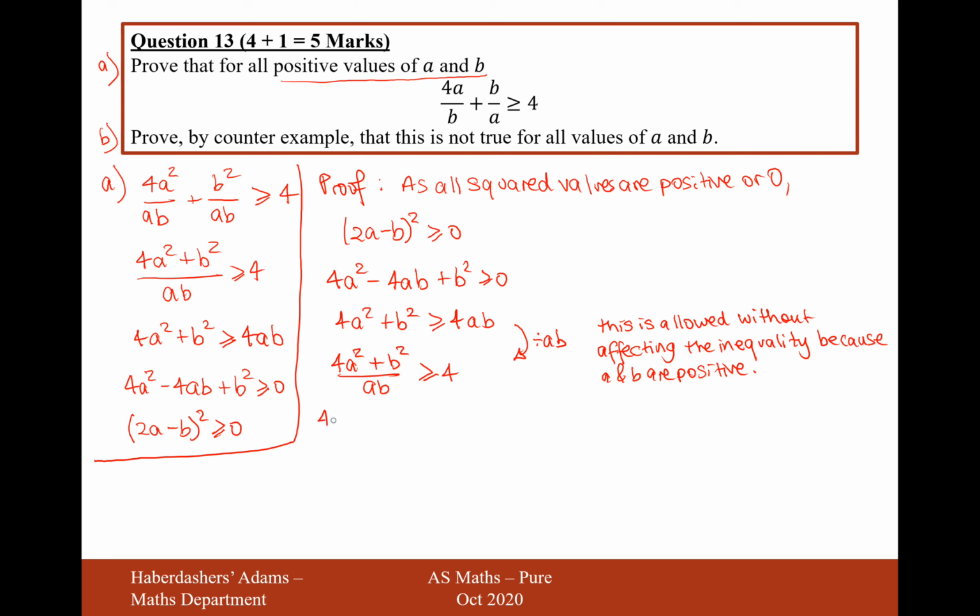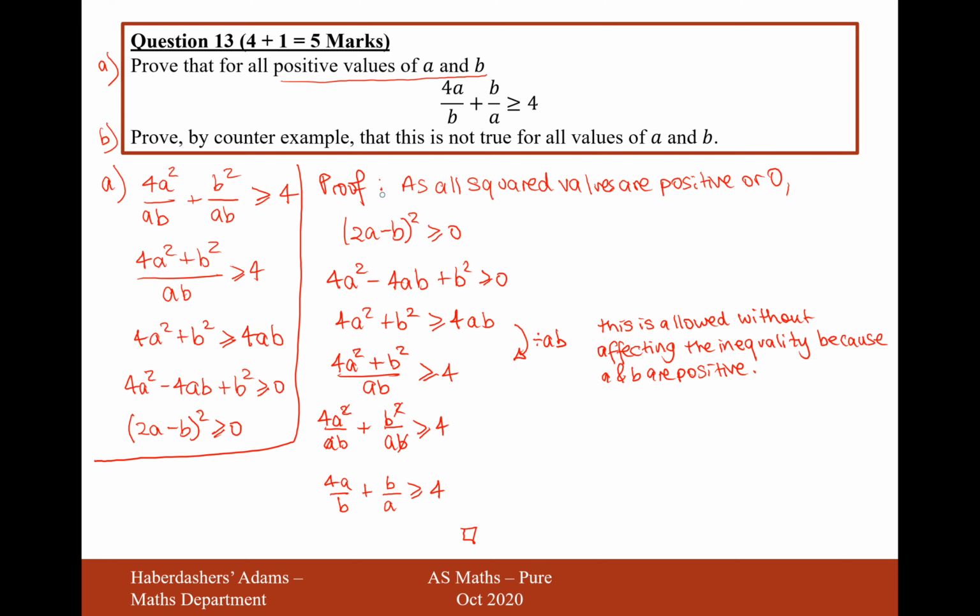Let's now split them up into their separate fractions. 4a squared over ab plus b squared over ab is greater than or equal to 4. Let's now simplify both of these fractions and we get our answer, which is 4a over b plus b over a is greater than or equal to 4. So there we are, that's the answer to this question. So that's the answer to part A anyway.